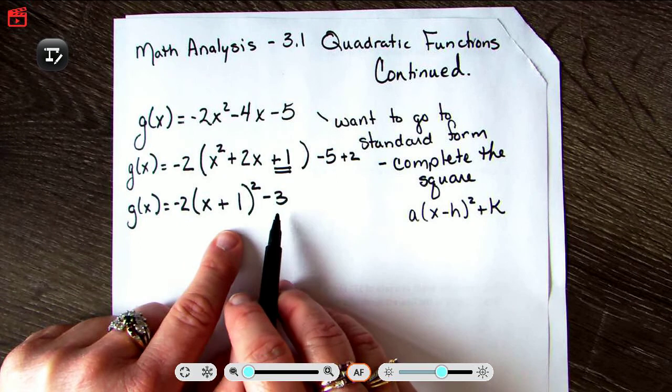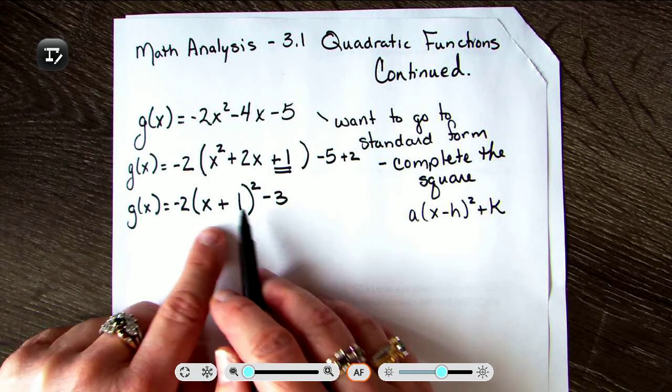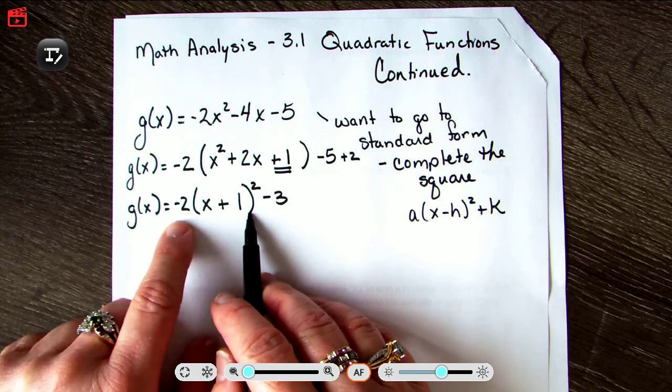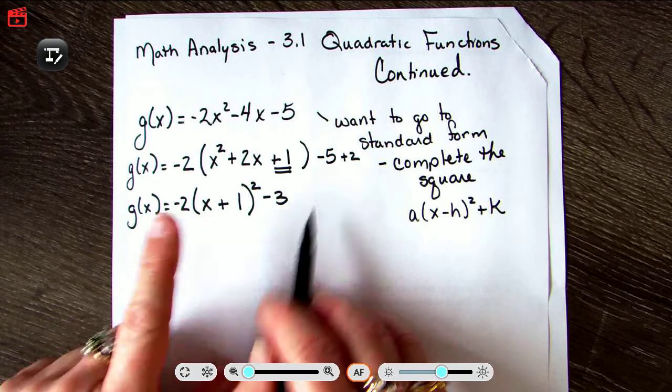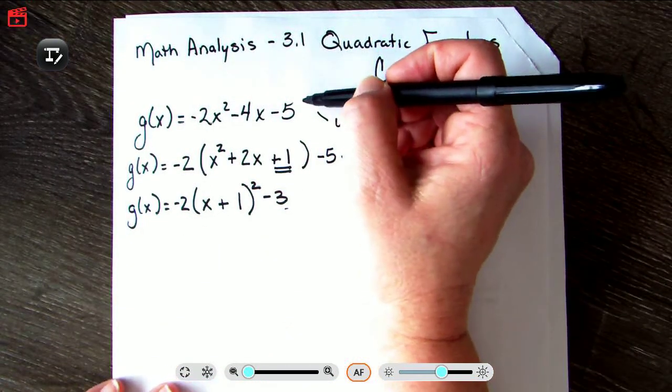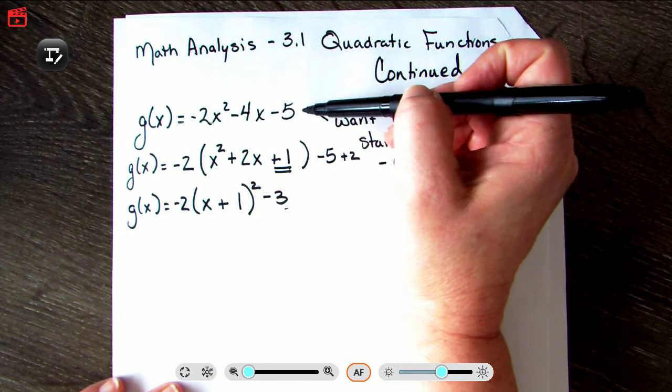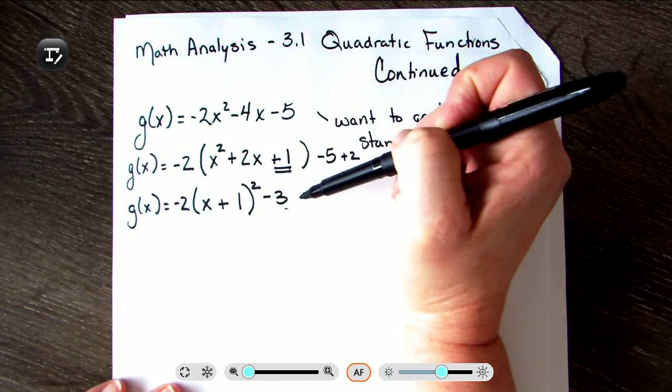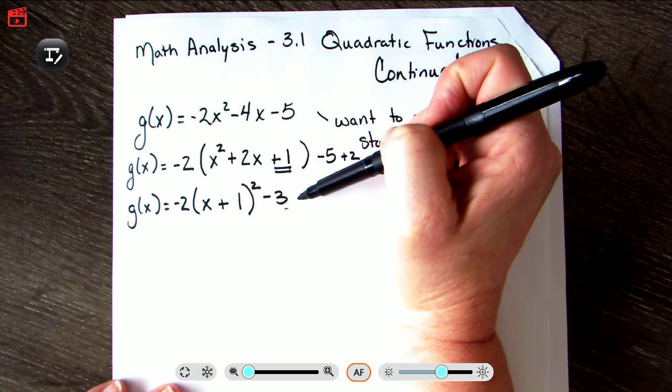Note, you can check your work. FOIL this out, distribute your -2, combine all your like terms. You should get it back to where you started. So this is just taking this thing and rewriting it in a more useful form, in a form that we can pick out what the vertex is.